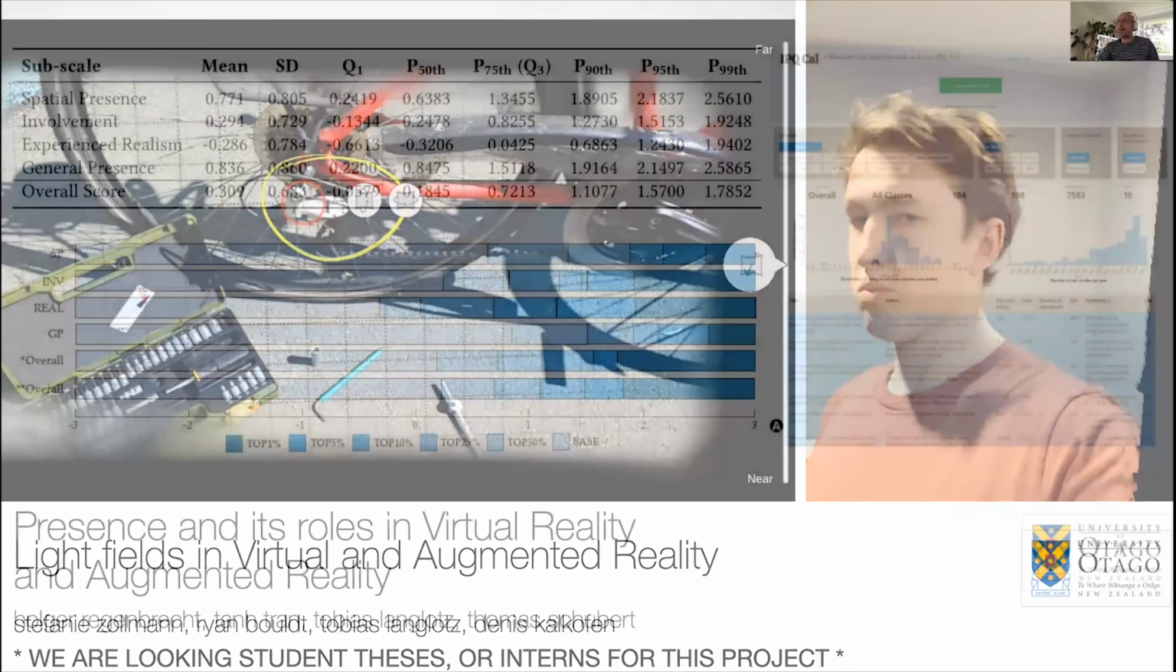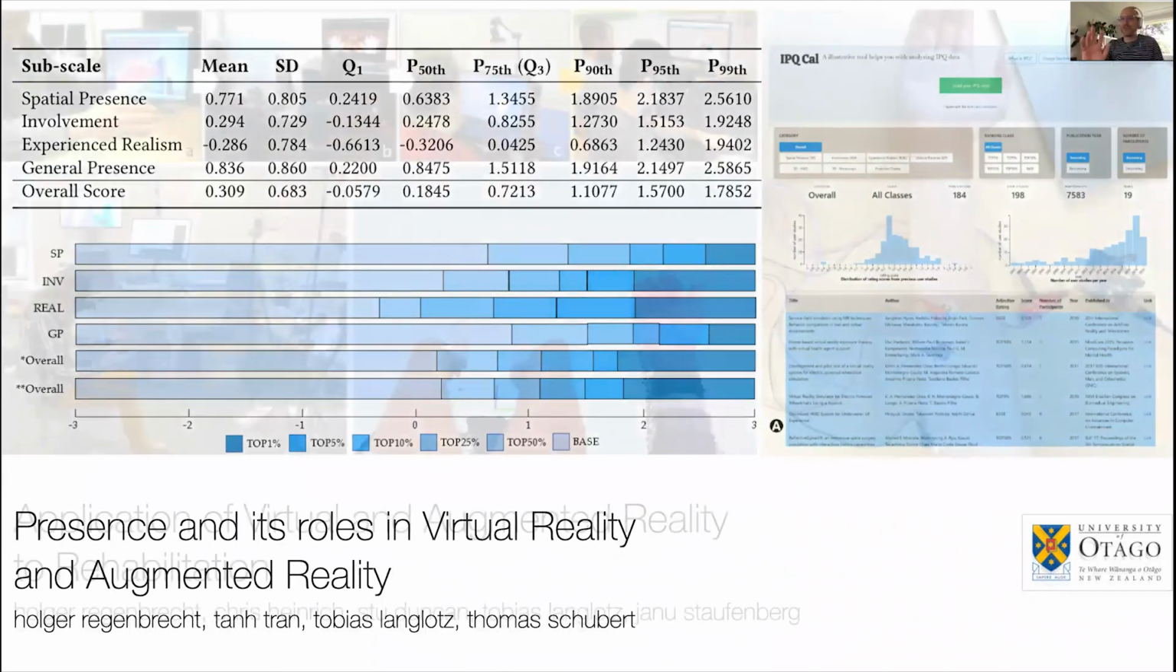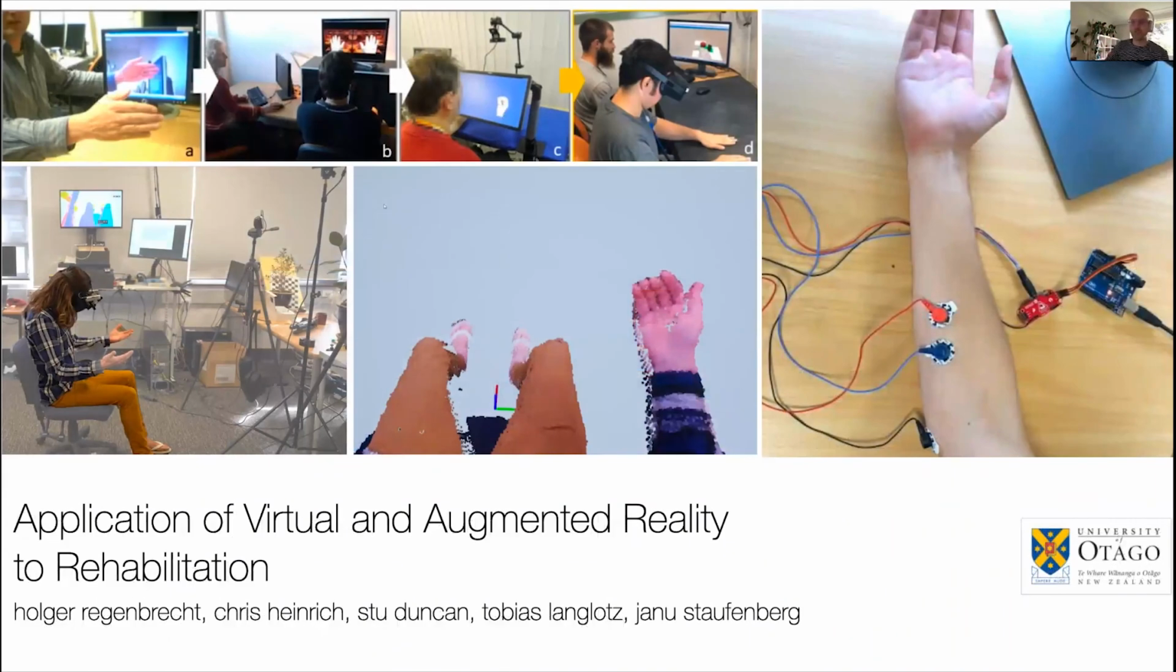Too many projects. We're still doing presence, and of course, we're still doing applications of virtual and augmented reality, in particular in rehabilitation. Lots of projects with Holger. He will talk about it hopefully later.